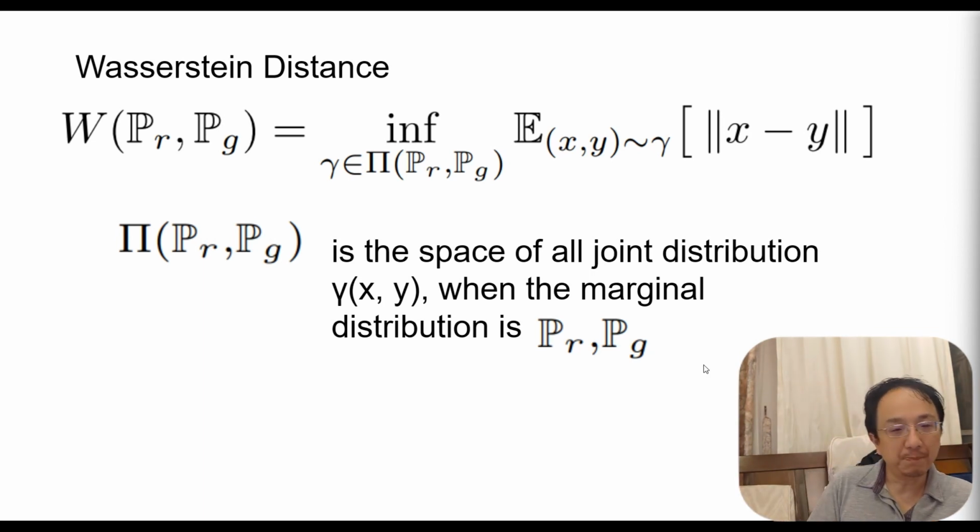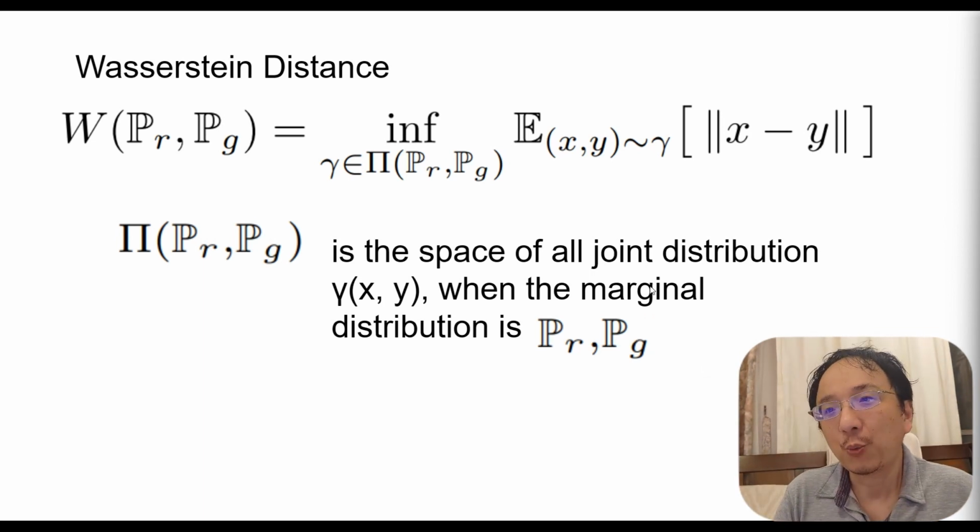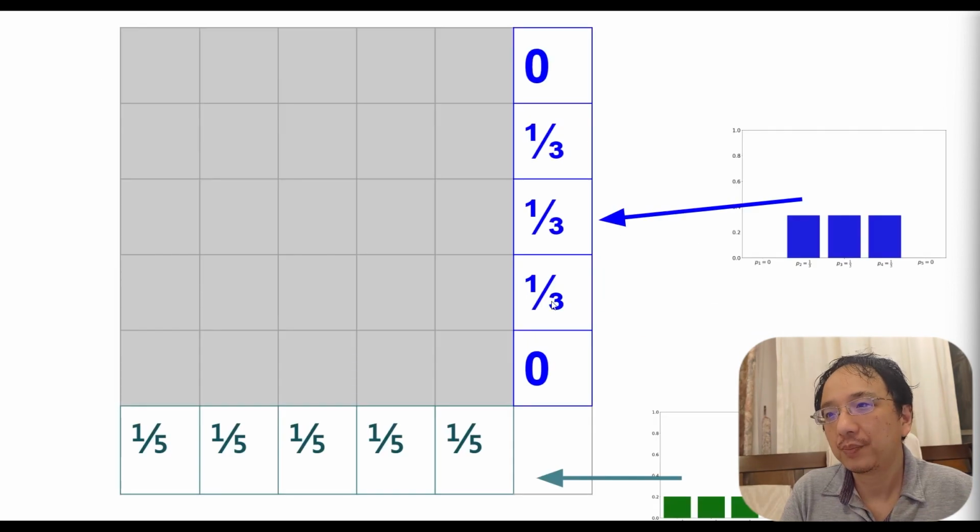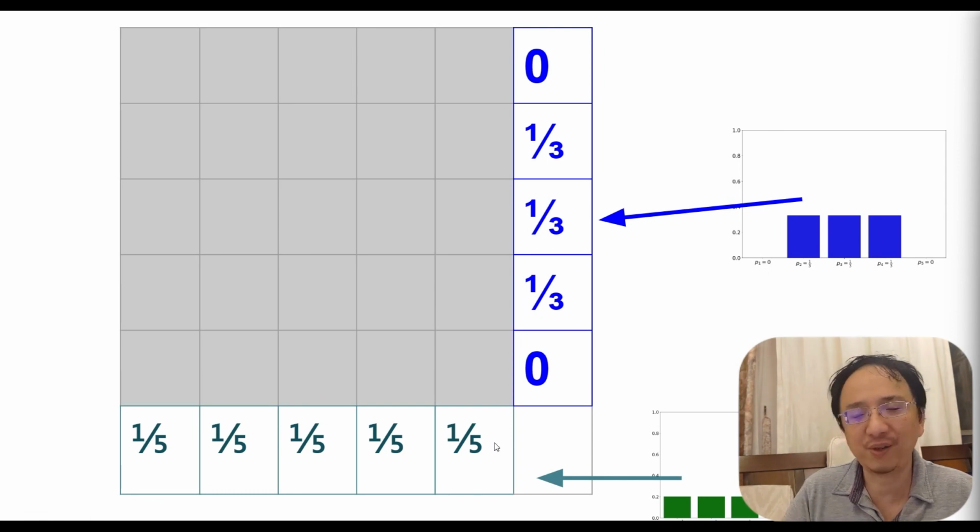So what does it mean? Let me give you one example. Consider we have two distributions, and they both have five different outcomes. Let's say A, B, C, D, E, or 1, 2, 3, 4, 5, just five different outcomes.